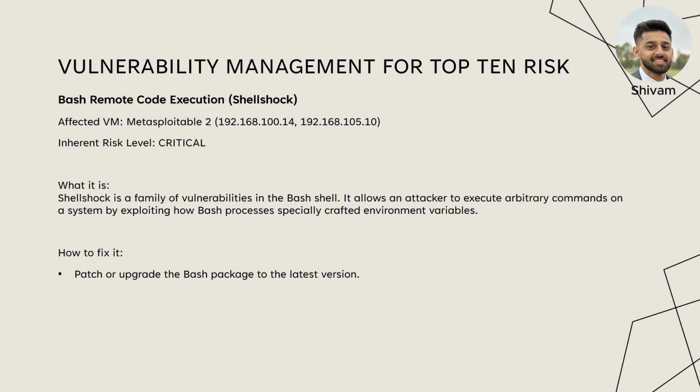The next vulnerability we are going to be covering is the Bash remote code execution, or shell shock vulnerability, which was found on our Metasploitable 2 machine. This vulnerability came in with a severity rating of critical with a CVSS score of 9.8. This vulnerability is related to a flaw found in the shell's specially crafted environment variables, which attackers can use to override or bypass restrictions and execute shell commands.